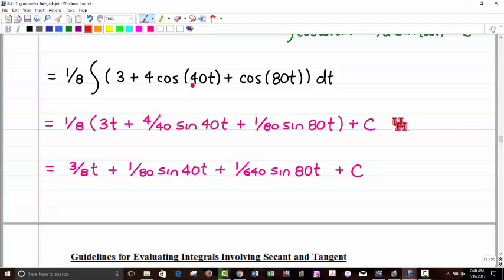Antiderivative of 3 with respect to t would be 3t. Antiderivative of cos of 40t would be 1/40th sine of 40t, but we have a 4 right there. And then the antiderivative of cos of 80t would be 1/80th sine of 80t plus c. Now, obviously, 4 over 40 can reduce to 1 over 10. This one I did distribute. I don't know why I did, but that's fine. So I reduced this fraction, and I distributed it at the same time. I came up with this answer: 3/8 t plus 1/10th sine of 40t plus 1/640 sine of 80t.